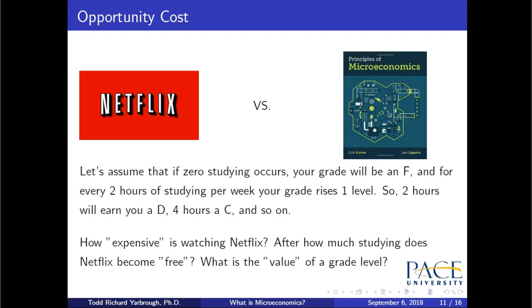And that is that for every 2 hours of studying per week, your grade rises by 1 level. So if you don't do any studying, you get an F. You do 2 hours of studying, you get a D.